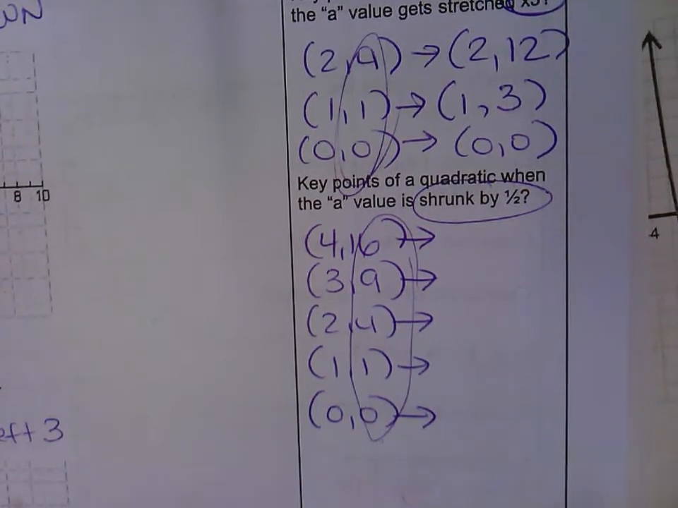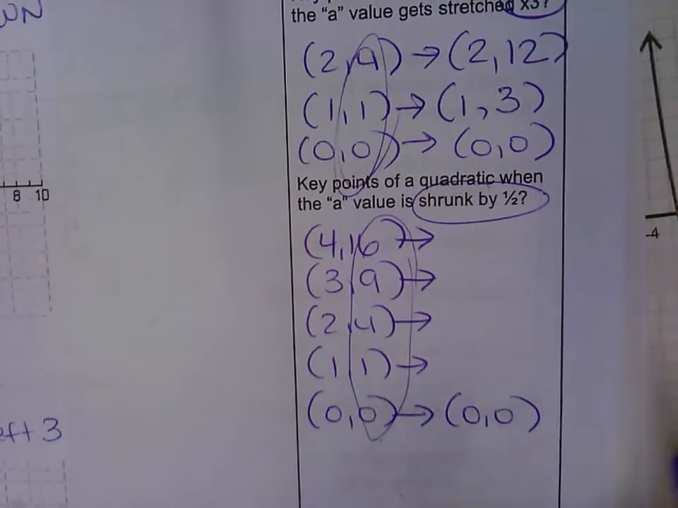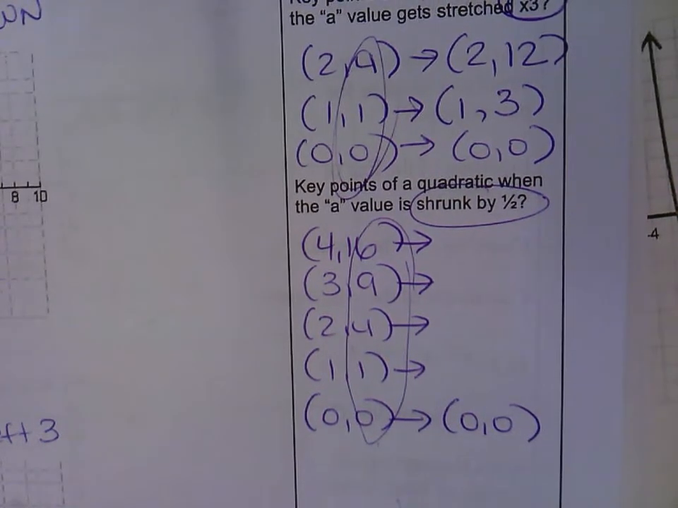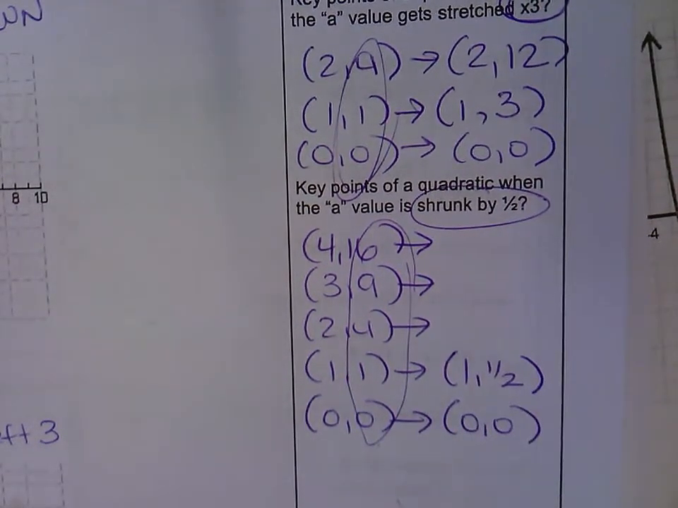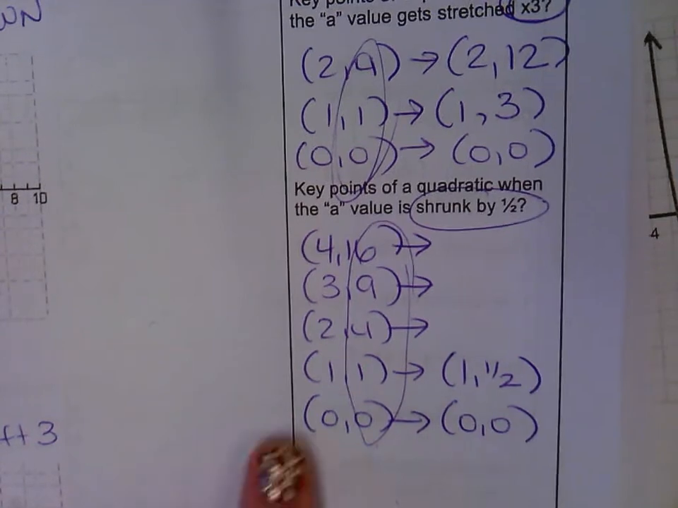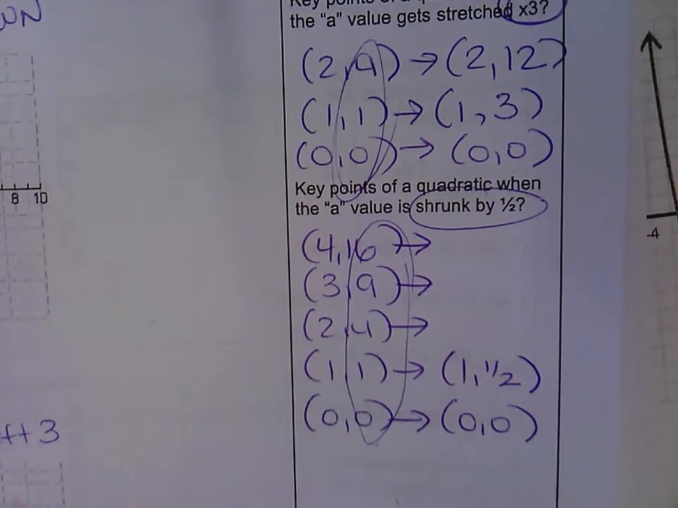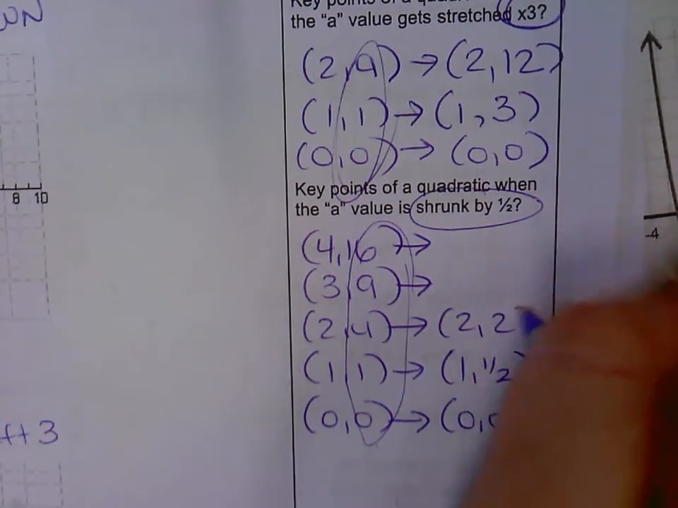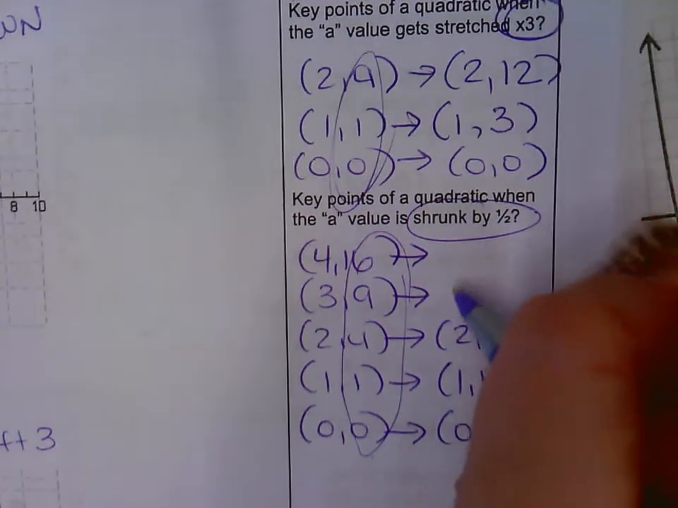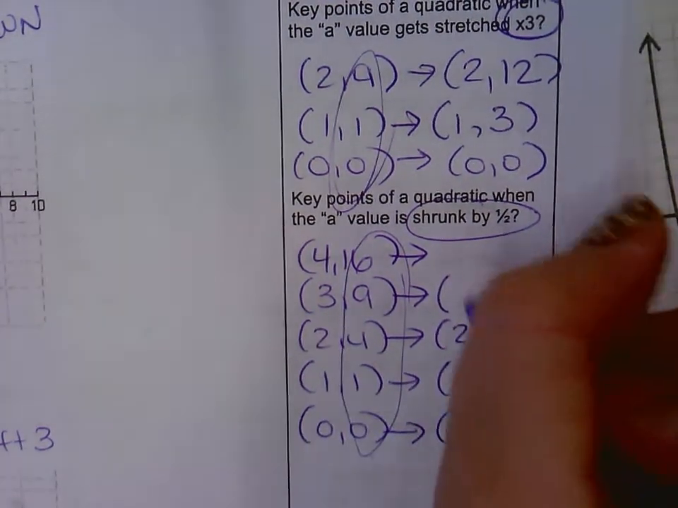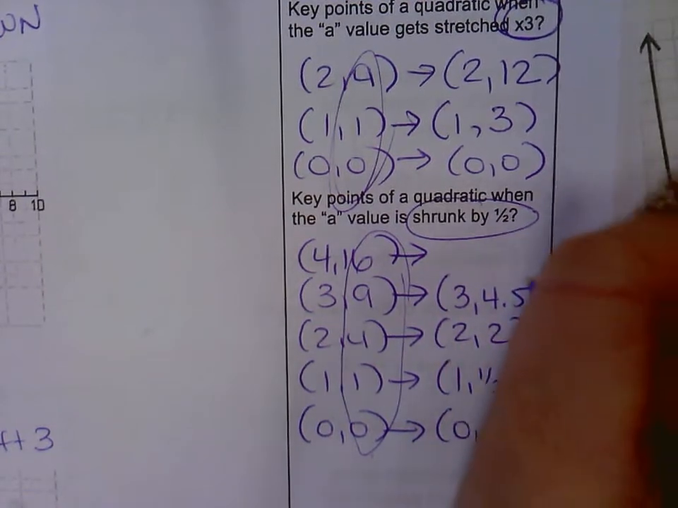So you'd have 0, 0. What about for 1? Well, if your half is tall, half of 1 is a half, right? So I'd be at 1, 1 half. All right, what about 2, 4? What's half of 4? So I'd be at 2, 2. What's half of 9? Yeah, so it's okay to have a decimal. If you're cutting something in half, it might not be an integer.